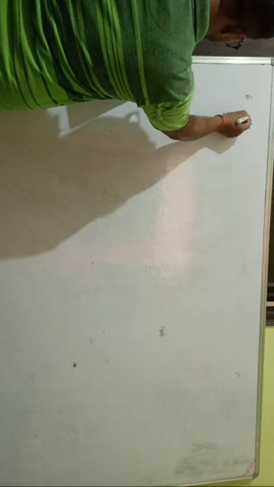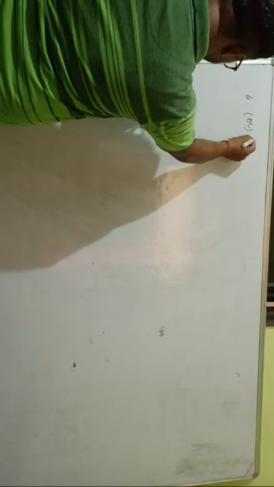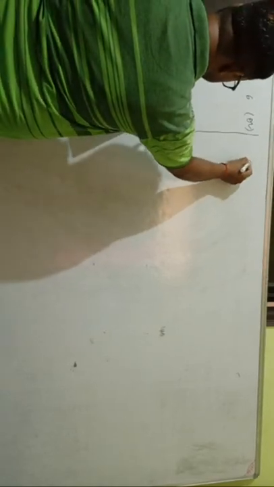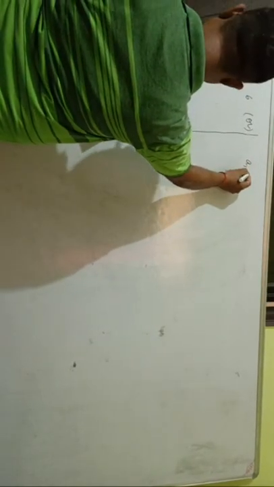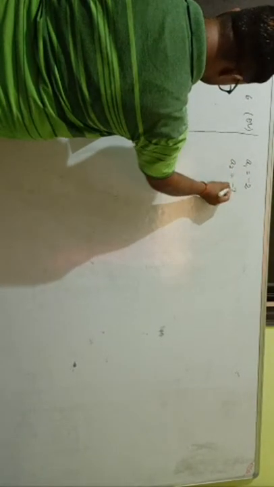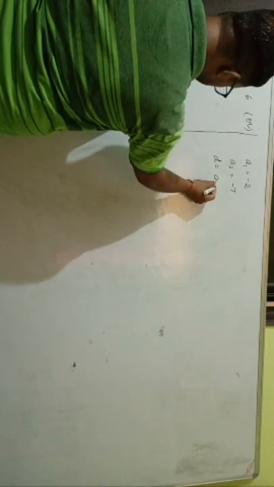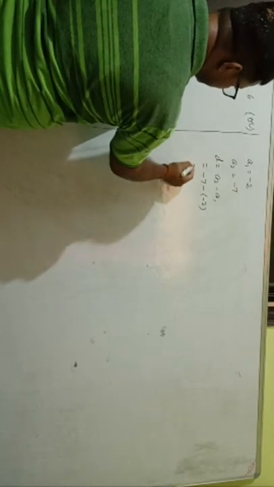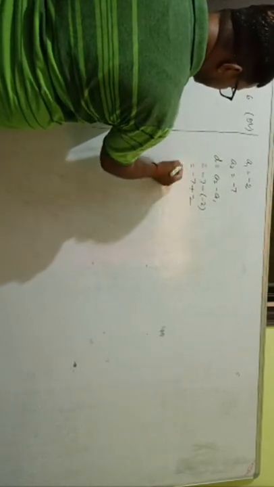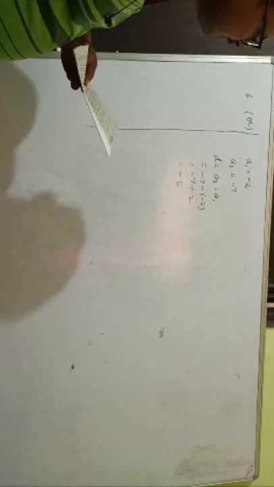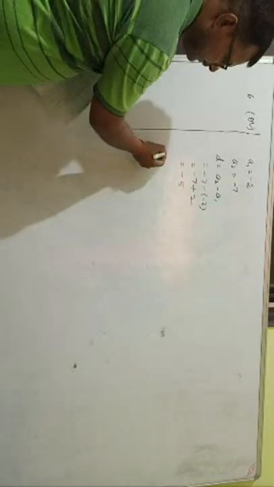You must mention the question number before the margin line. See here, a1 is given what? Minus 2. a2 is given minus 7. You can find out d. a2 minus a1. It means minus 7 minus minus 2, minus 7 plus 2, minus 5. Till here I hope you get it. We have the common difference. Now, student, you have to find the 31st term.